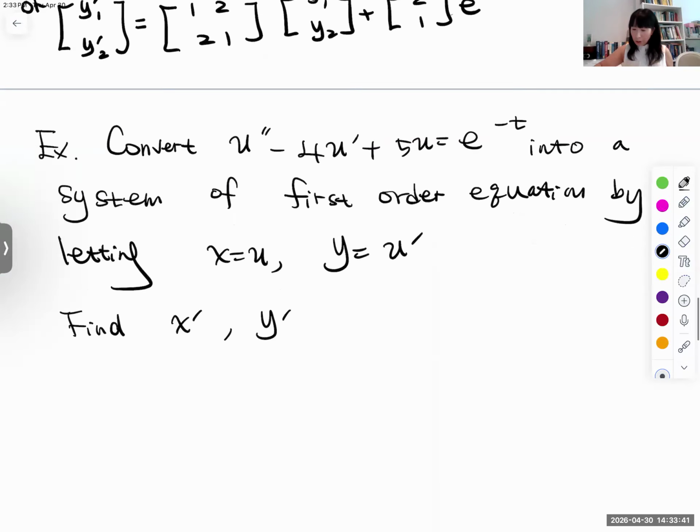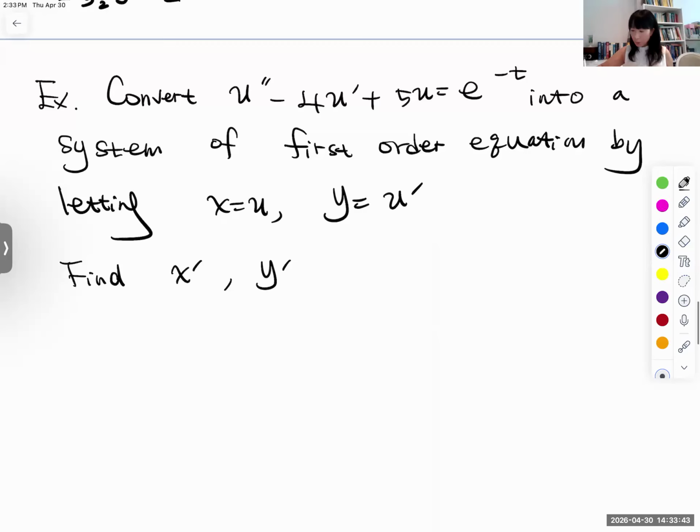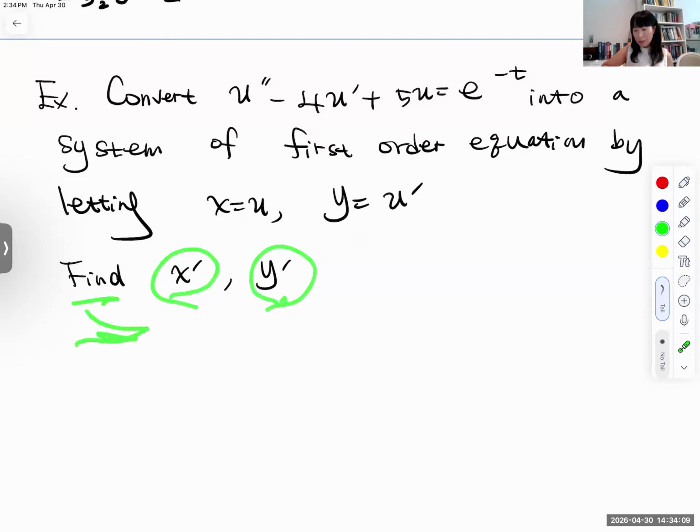So we want to convert u second prime minus 4u prime plus 5u equal to e to the negative t into a system of first order equation by letting x equal to u, y equal to u prime. So basically first order equation, right? So that means x prime, y prime. So we have to find x prime, y prime. Make sense?